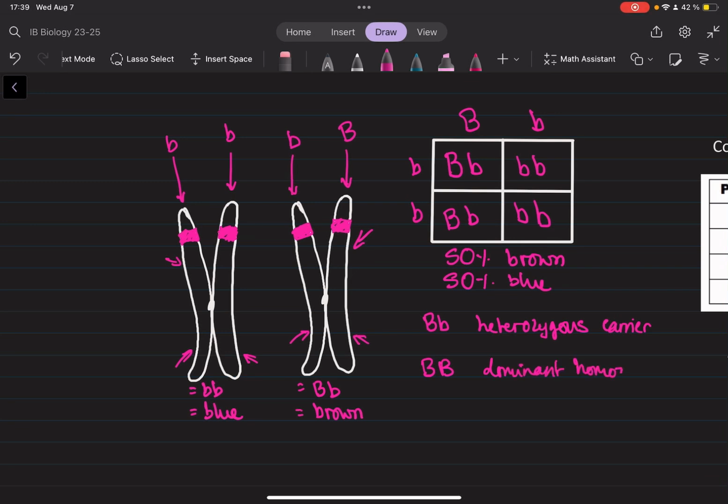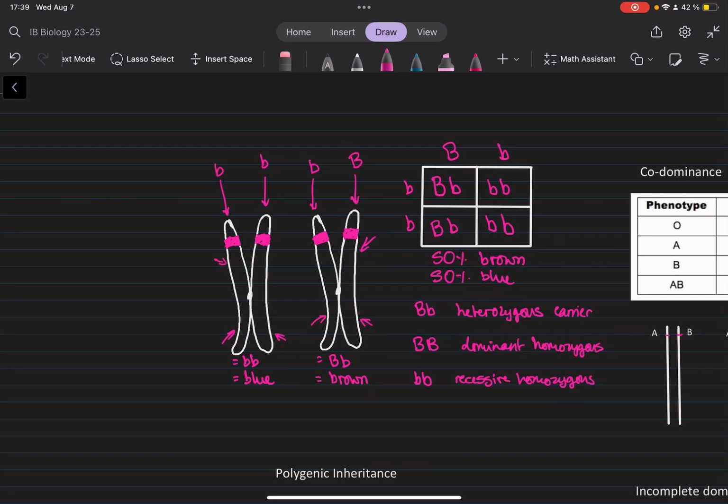Then if it's big B, big B, because that's a dominant allele, it's called dominant homozygous. And the same thing with recessive, except it's recessive homozygous. But yeah, I feel like that's all for the basics. It's pretty simple. But yeah, so now we can get to more interesting stuff.